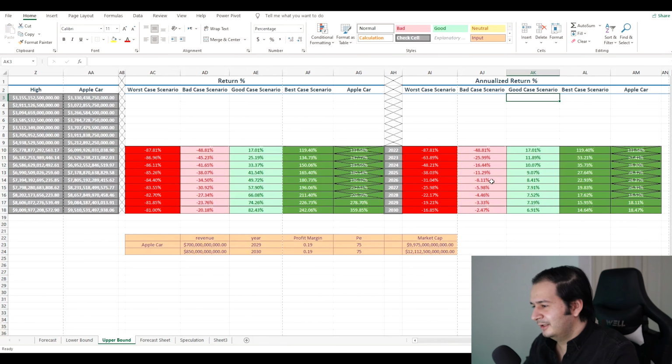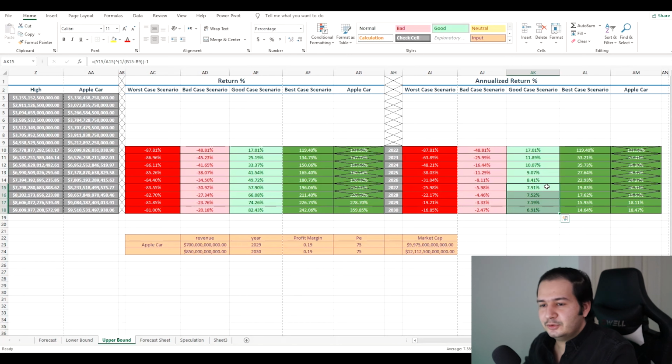Thank God. So I'm going to mainly focus on 2027 to 2030. The annualized return for the good case scenario, not the middle case scenario, is going to be around 7%, which is right on the line with the S&P 500. 7% for the good case scenario. It's bad for me. It's a good case scenario, not a middle case or bad case scenario.